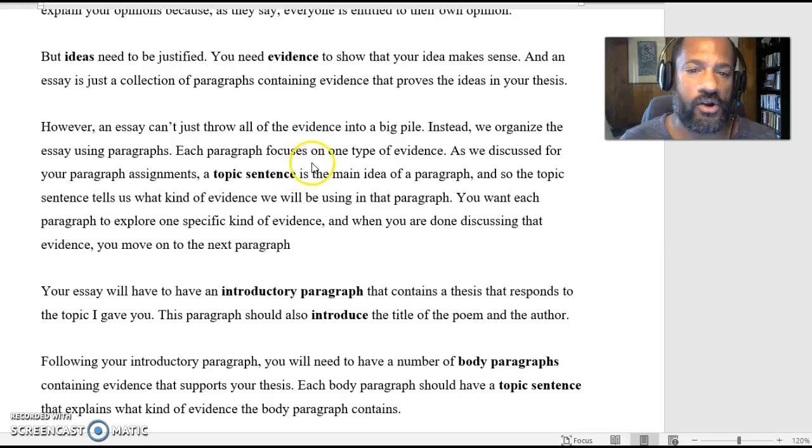So I said each paragraph focuses on one type of evidence. As we discussed for your paragraph assignments, a topic sentence is the main idea of a paragraph, right? So each paragraph has a main idea that holds it together. And so the topic sentence tells us what kind of evidence we'll be using in that paragraph. There might be different evidence for each paragraph, and so we have a topic sentence that tells us.